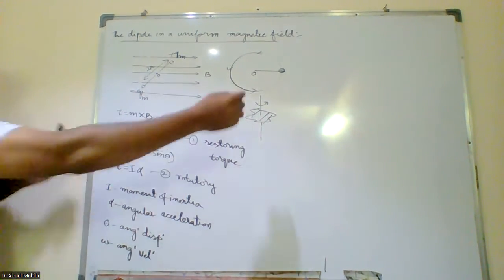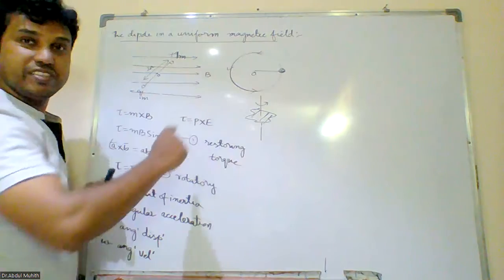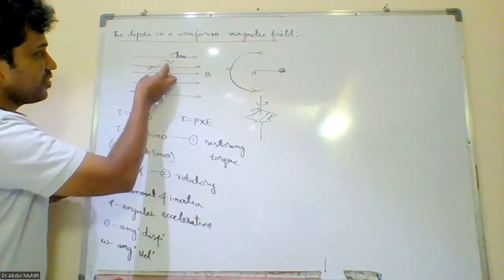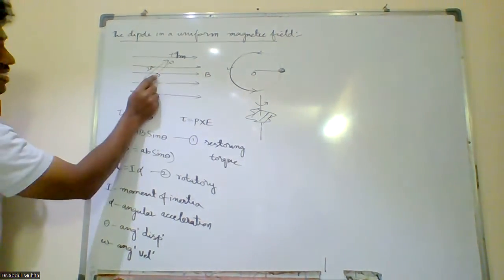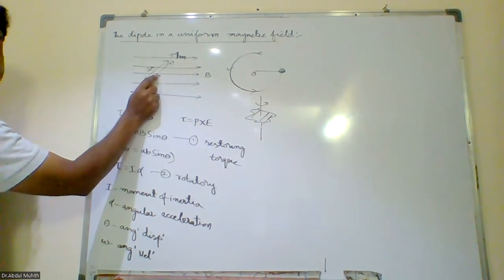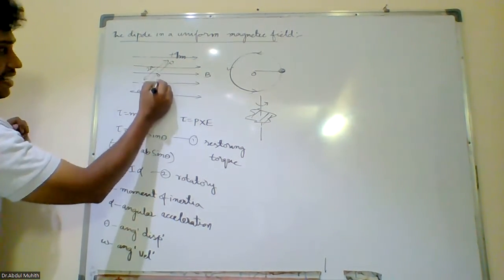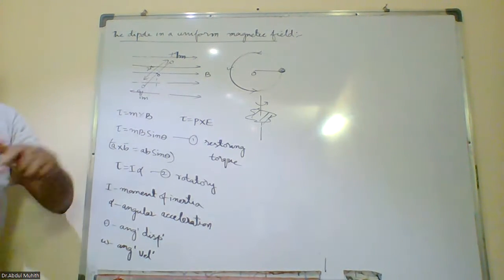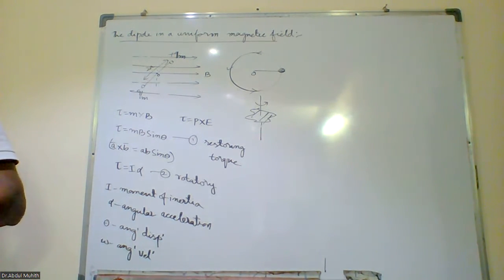Circular means it is moving around a fixed point. Here, O is a fixed point, it is the axis. At point O there is an axis, and the dipole is moving about this point. Got it now? That is rotatory motion.